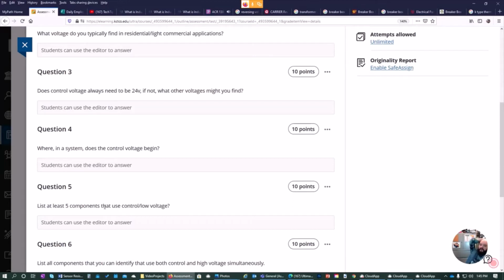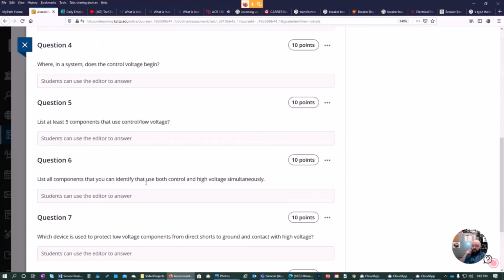List at least 5 components that use control low voltage. Inducer pressure switches, low pressure switches, high pressure switches, relays, contactors, solenoids, reversing valve solenoids, T-stats, circuit boards. The list goes on and on and on.